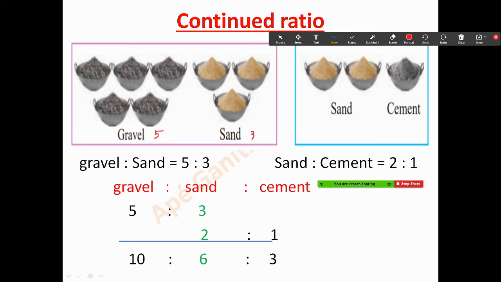So you can write these two quantities as a ratio. Gravel to sand is 5 to 3. This way.